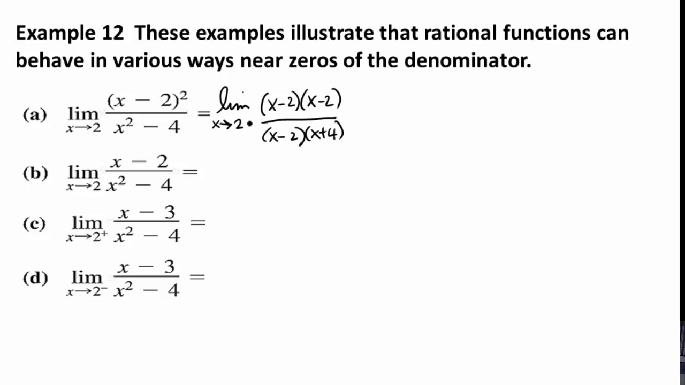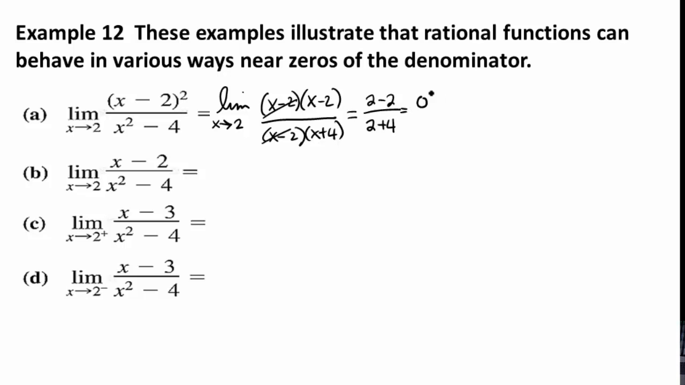And what we'll do is, will we be able to cancel the factor that makes it 0? Since x is only approaching 2, we're not really letting x equal 2 when we evaluate the limit. So we cancel that out. Now we're really taking the limit of (x minus 2) divided by (x plus 4). And when we let x equal 2 now, that's equal to (2 minus 2) over (2 plus 4). That's just equal to 0.